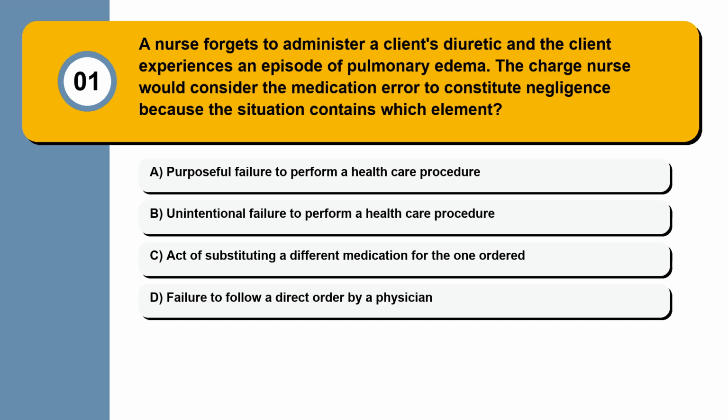Question 1. A nurse forgets to administer a client's diuretic and the client experiences an episode of pulmonary edema. The charge nurse would consider the medication error to constitute negligence because the situation contains which element? Purposeful failure to perform a healthcare procedure, unintentional failure to perform a healthcare procedure, act of substituting a different medication for the one ordered, failure to follow a direct order by a physician.